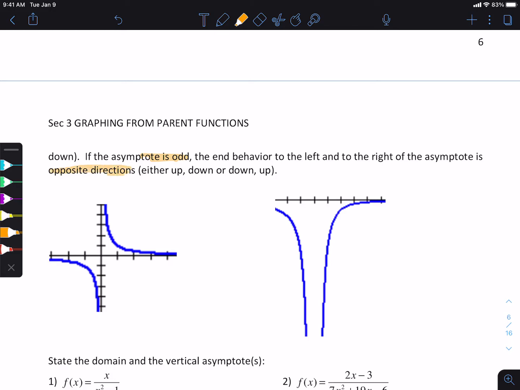they have opposite directions. So notice we have this vertical asymptote here. As we're coming on the left side of this asymptote, we're coming from below, right? And then on the right side of this asymptote, we're coming up from the top, right? So we have the odd, notice it kind of looks like our odd end behavior. They're coming from opposite ends, right? So this would be an odd asymptote.